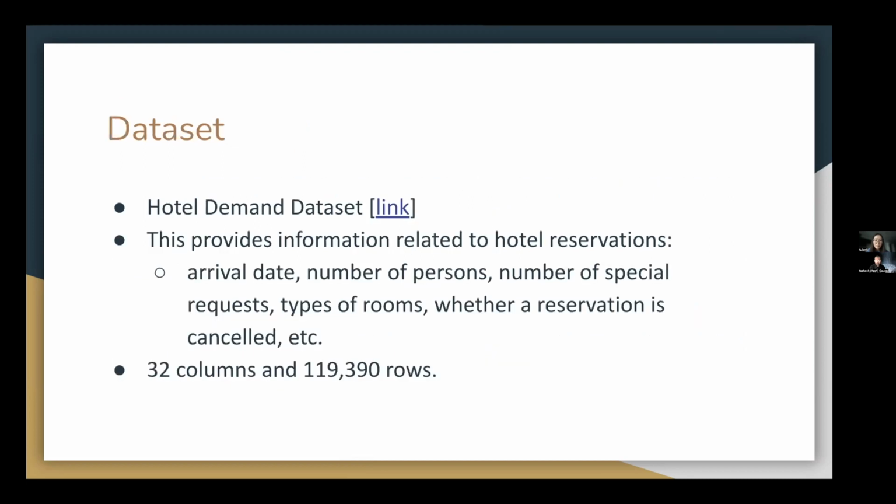And the dataset that we use is a hotel demand dataset from Kaggle. It provides information related to the hotel reservations, such as the arrival date, number of persons, type of rooms, and also the target variable, which is whether a reservation is canceled or not. It consists of 32 columns and about 120,000 rows.